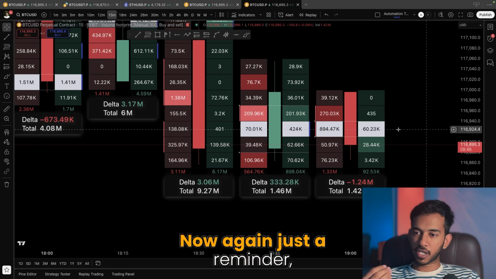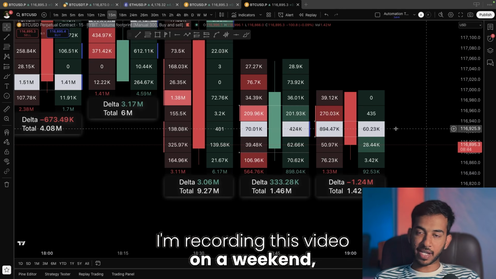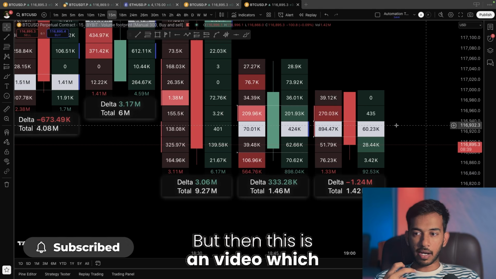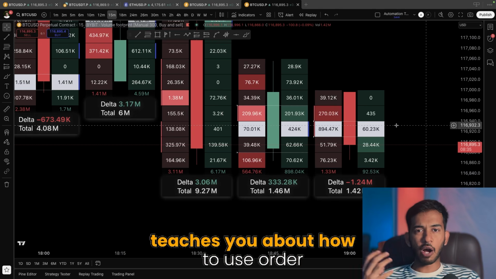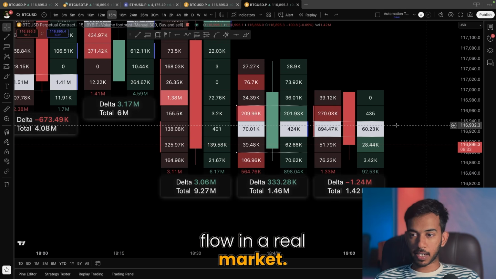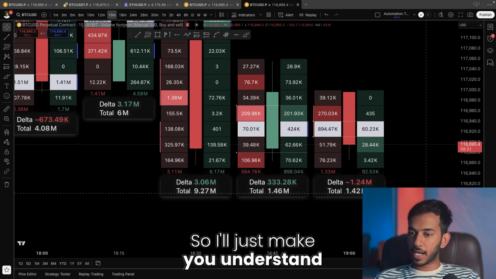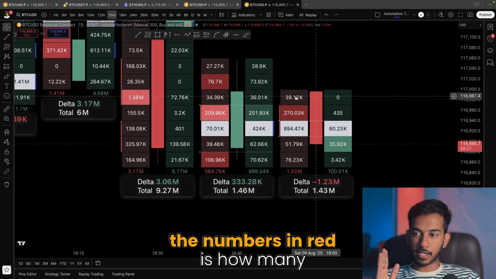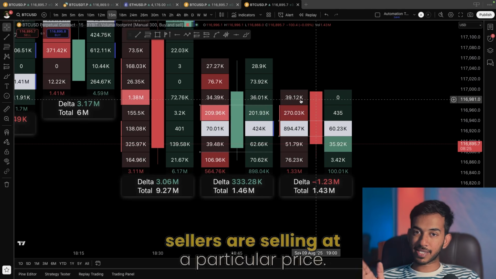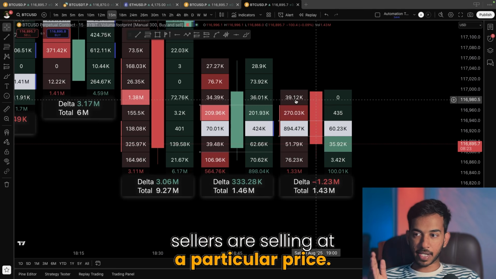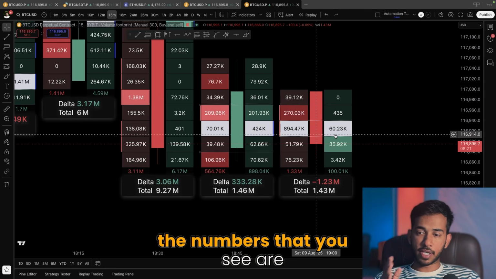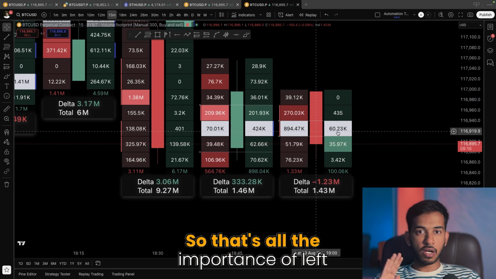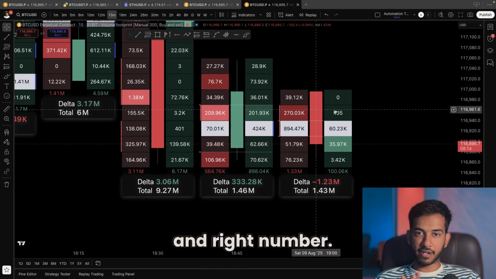Now again, just a reminder, I'm recording this video on a weekend, so the volume might be low, but this is a video which teaches you how to use order flow in a real market. So I'll just make you understand the basics of it quickly. When you look at this chart, on the left hand side, the numbers in red are how many sellers are selling at a particular price. On the right hand side, the numbers that you see are the numbers of buyers at a particular price. All right, so that's all the importance of left and right numbers.